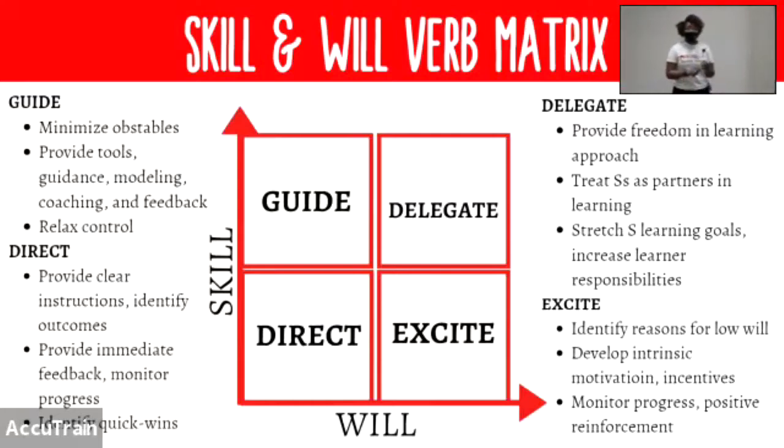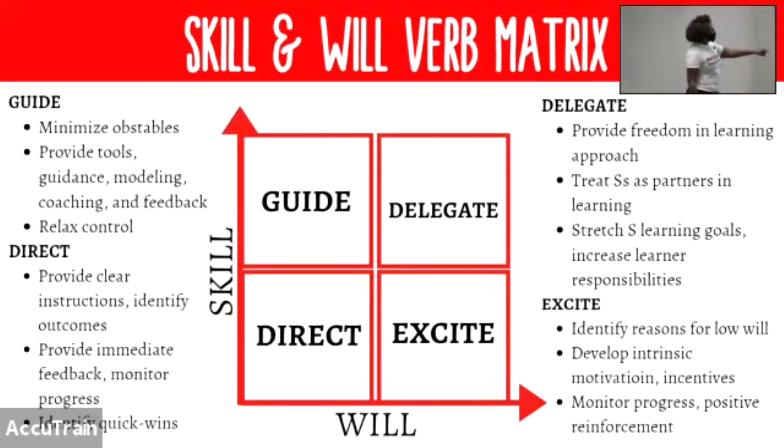We have to provide very clear instructions. We have to identify what the outcome is going to be, so that kid needs to know up front, this is what's going to happen at the end. We have to give immediate feedback. We have to stay on top of them by monitoring their progress. And to keep them engaged, you've got to identify some quick wins. So you've got to tell them right off, oh, that's great, move on to the next one.